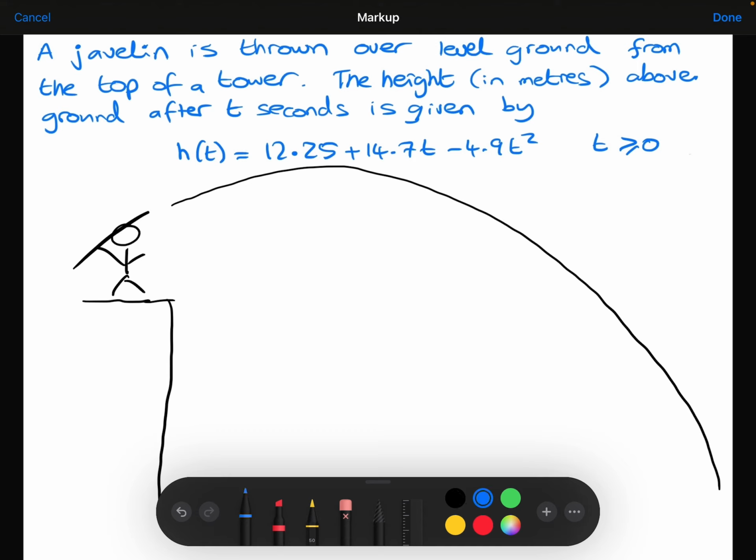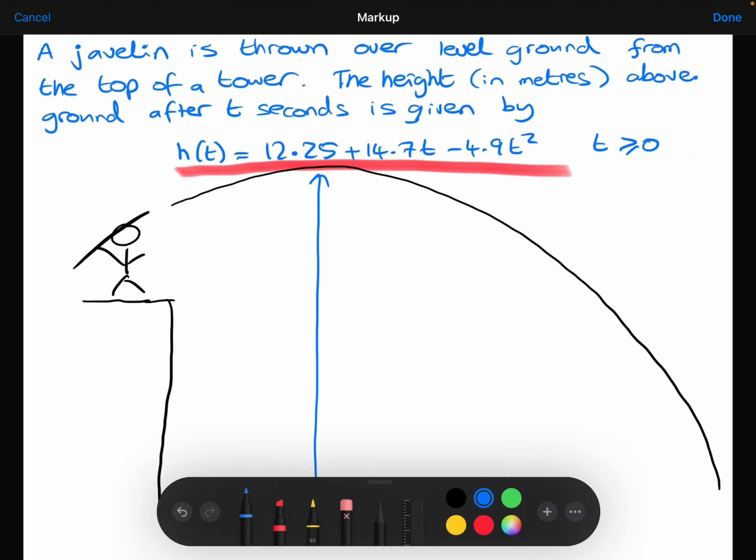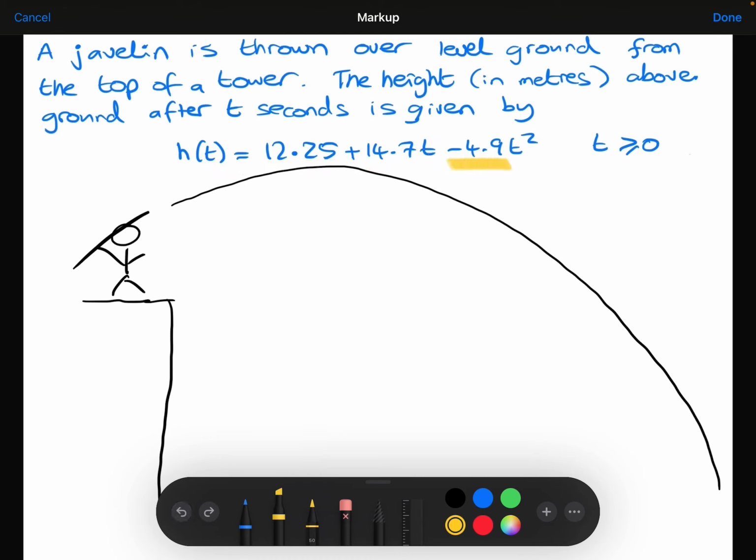And what this equation is telling me is that I can work out the height above the ground at any time by substituting t into this equation. If I wanted to know how far above the ground it is after 1 second, all I would need to do is substitute 1 here and here. You can see we have a negative 4.9t squared because my parabola is a negative n shape.